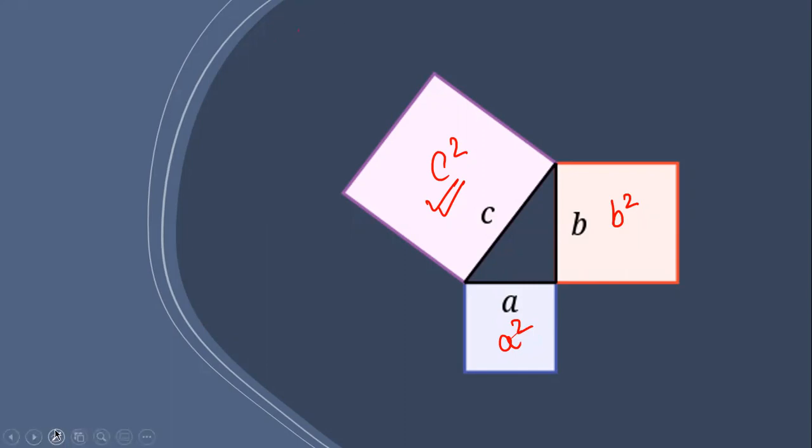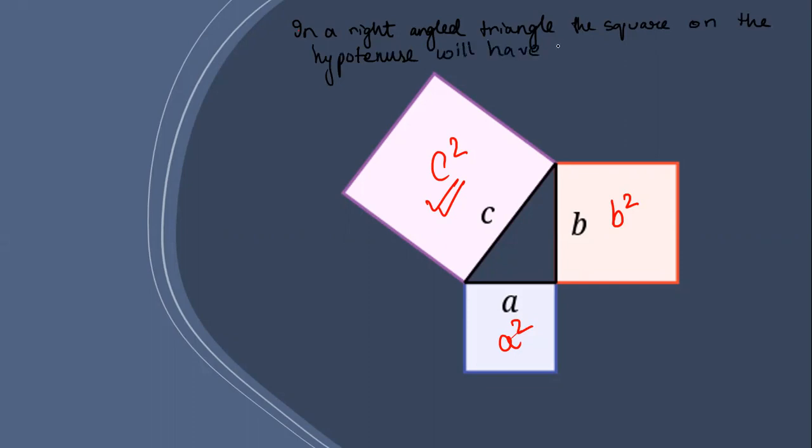So we will say, in a right angled triangle, the square on the hypotenuse will have the same area as the squares on the other two sides. Okay?